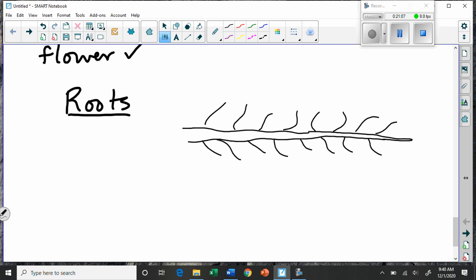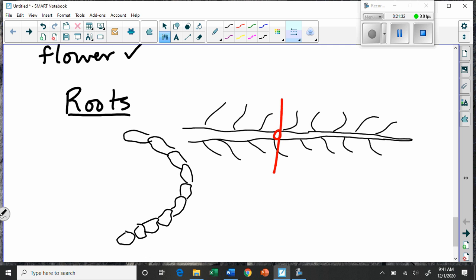So what we're going to do now is take a cross-section. We're going to slice this root and look at what it looks like on the inside in cross-section. And we can see that it basically has an outer layer of cells like this, dermal cells that form the outside of it. I'm going to go all the way around here. There's the outside skin, so to speak, of the root.